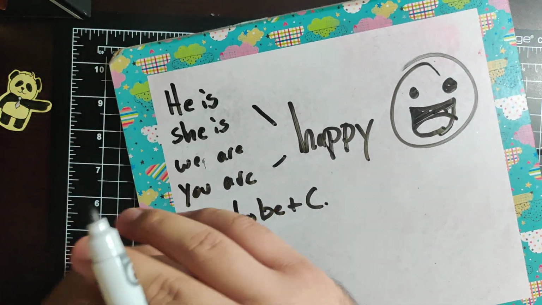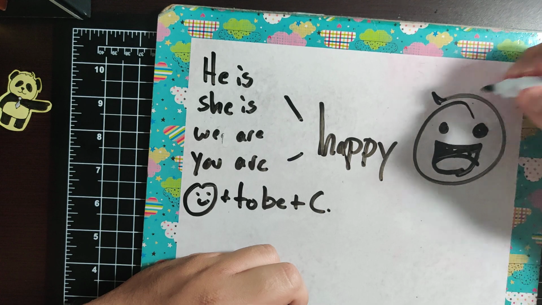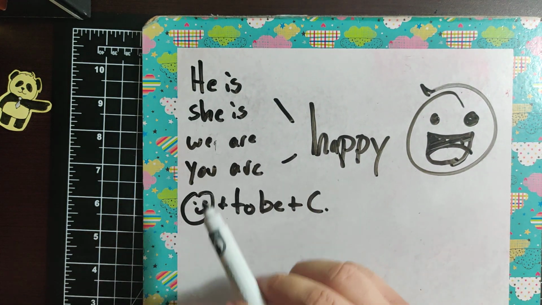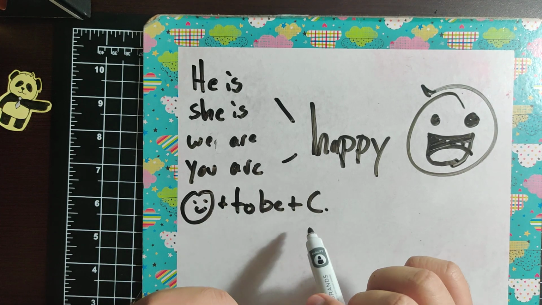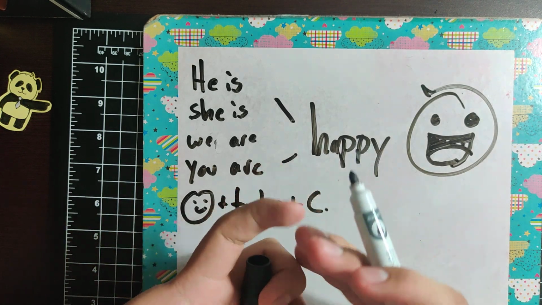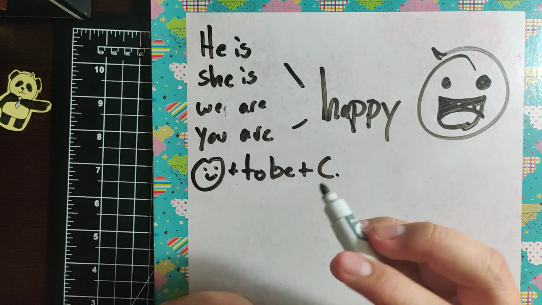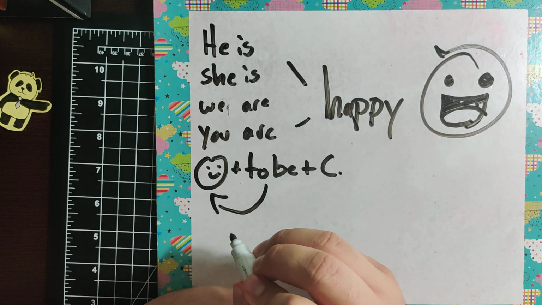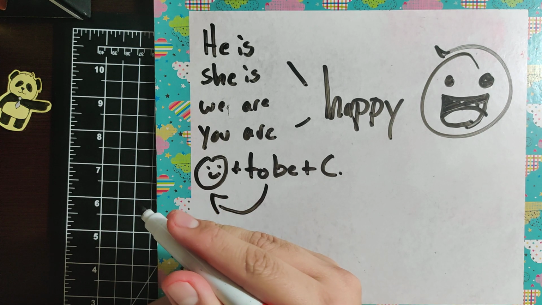Okay, so as you guys can see, we have this: verb to be, subject, verb to be, and complement. To make it into a question, para hacer una pregunta, it's pretty simple as well. You just switch the verb to be, right, before the subject.